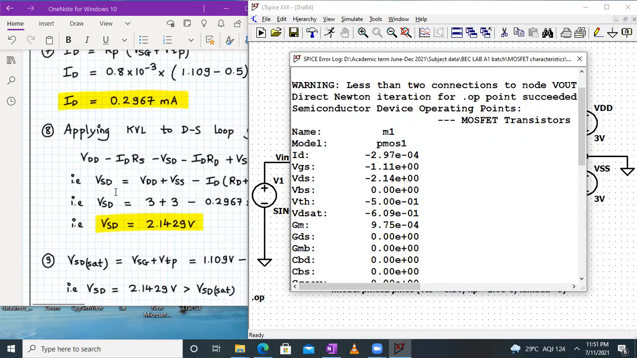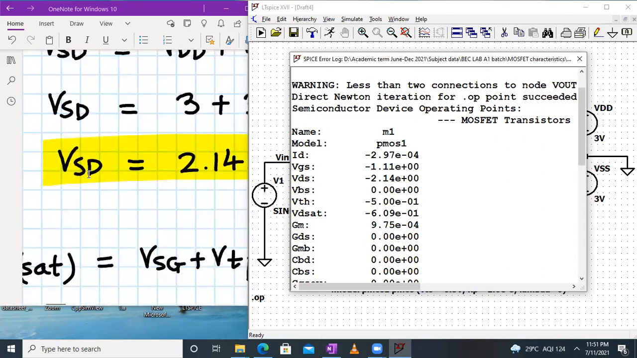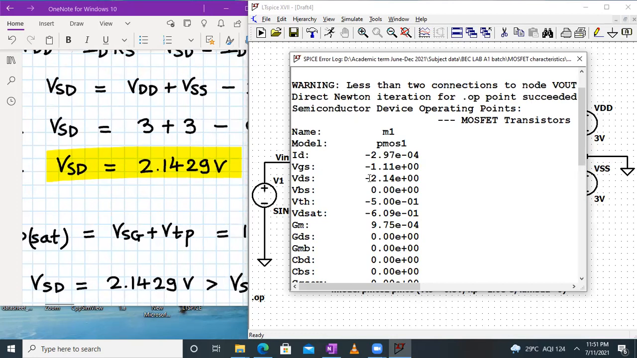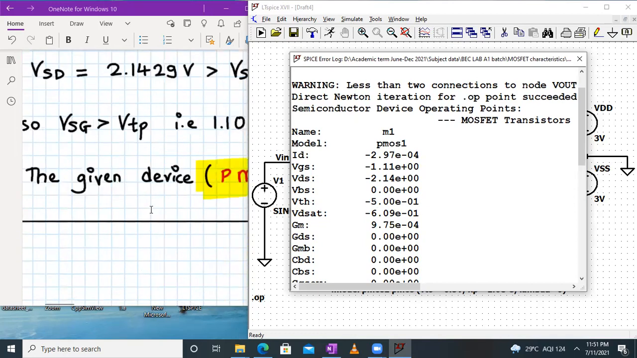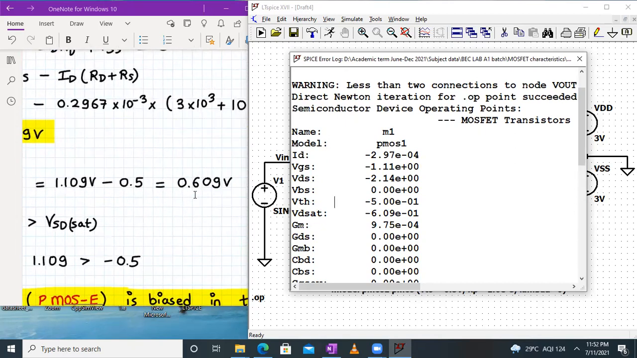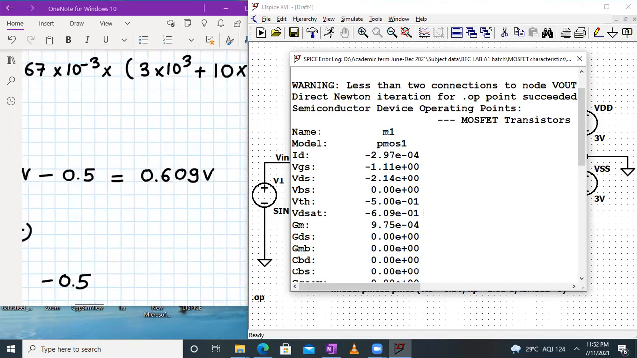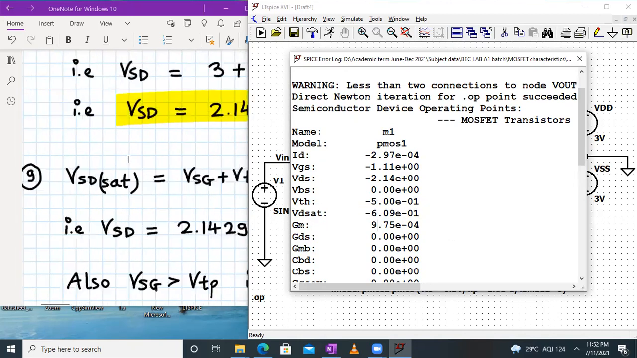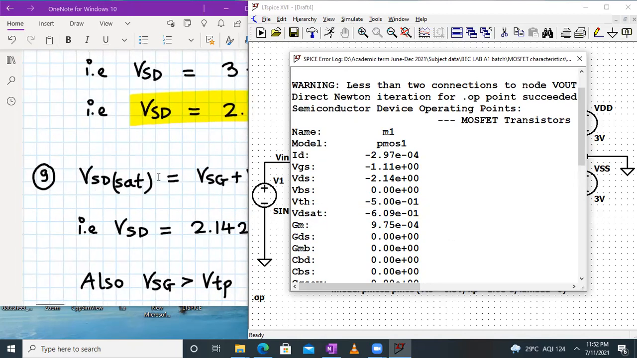Now let us check the value of VSD. VSD is 2.14. So here it is minus 2.14. That is VDS. You see? So VDS is negative. I mean, VSD will be positive. And your VTH value is around 0.5. And let us check the VDSAT value. VSDSAT, we have calculated it as 0.609. As you can see, VDSAT is coming out to be minus 0.609 because it is VDSAT. And here we are calculating VSDSAT.